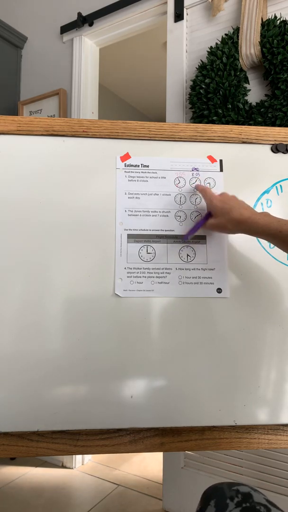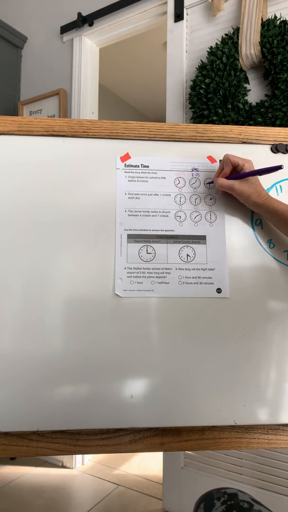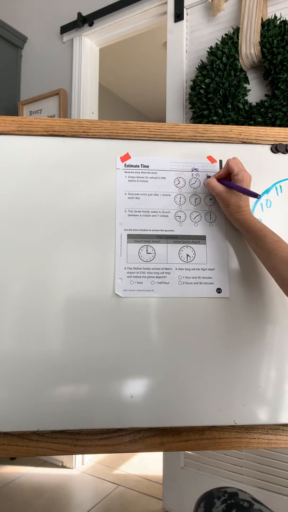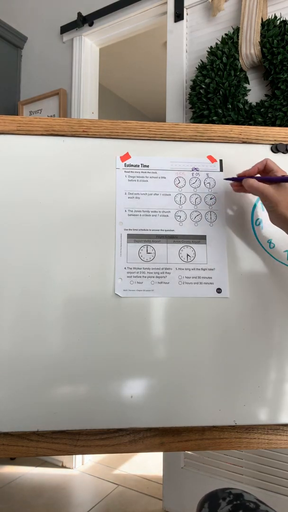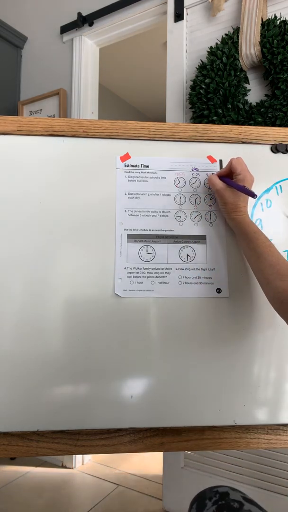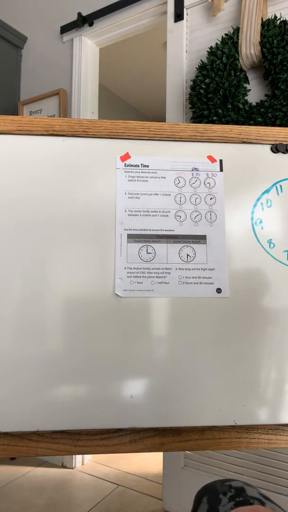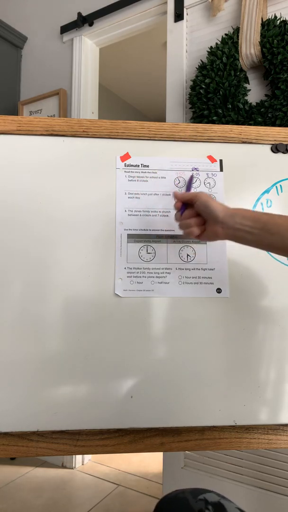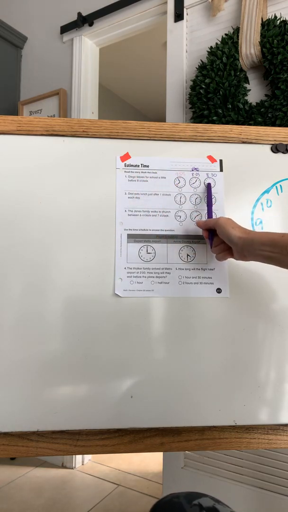And this last clock is between 8 and 9. So I'm gonna go back. So the hour is gonna be 8, and then by my minutes, I know I've learned that anytime the minute hand is on the 6, it is 30. Okay, so the times of my clocks here are 7:55, 8:05, and 8:30.